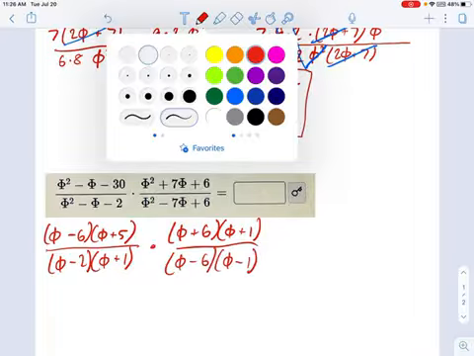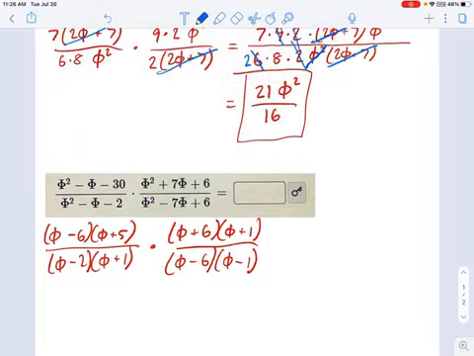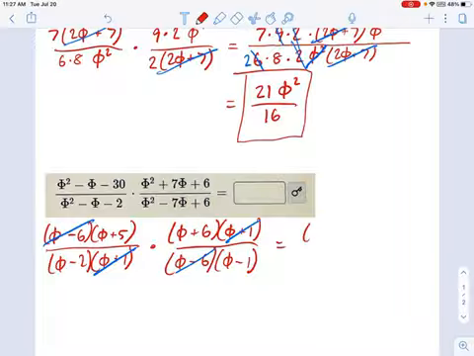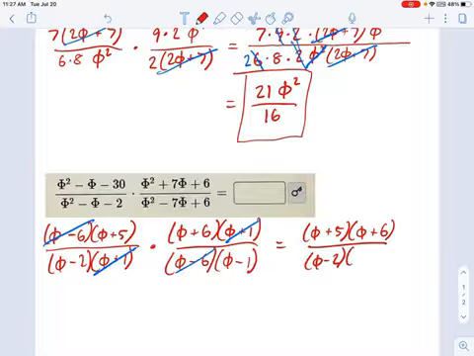So what is common now? Let's see, I have a phi minus 6 factor, so that cancels out. I have a phi plus 1 factor, so those cancel out. And no more factors, so I would just write my answer as this. I would say phi plus 5, phi plus 6, divided by phi minus 2 and phi minus 1.